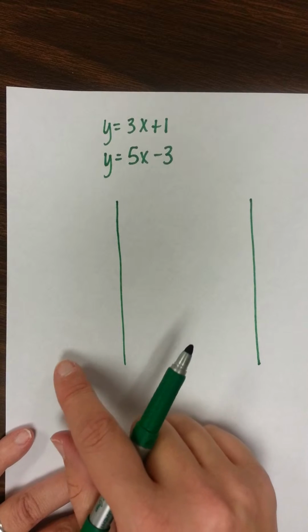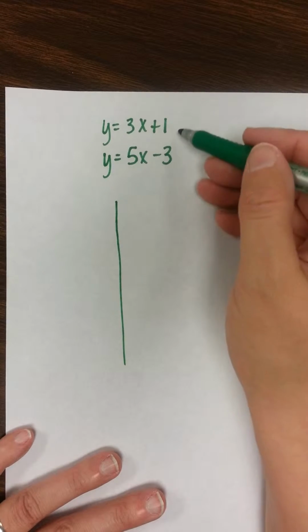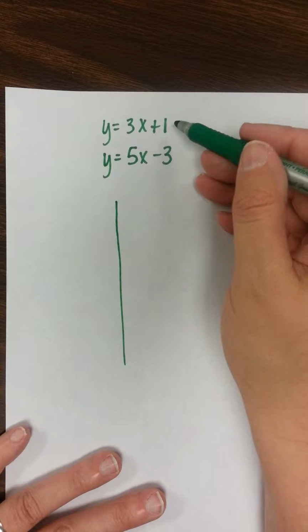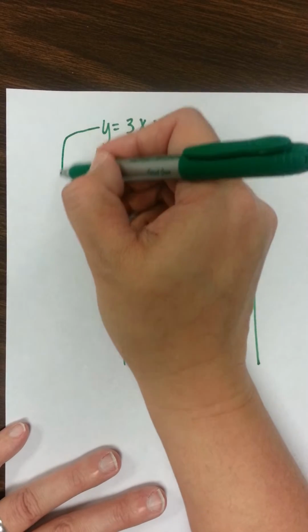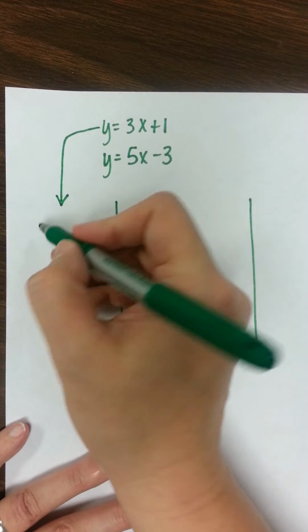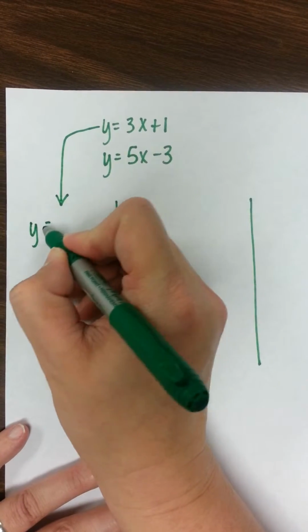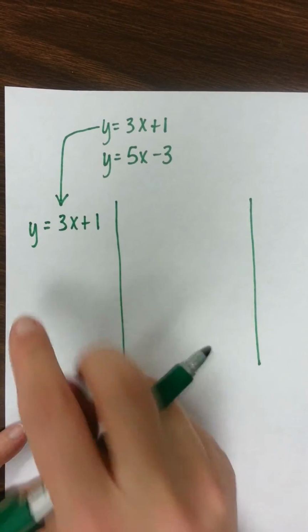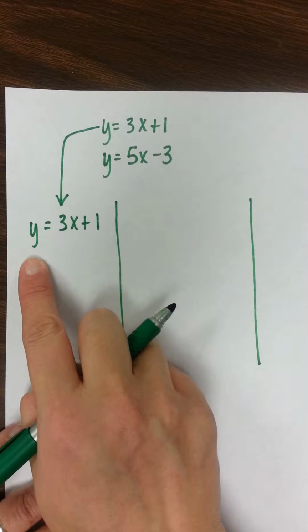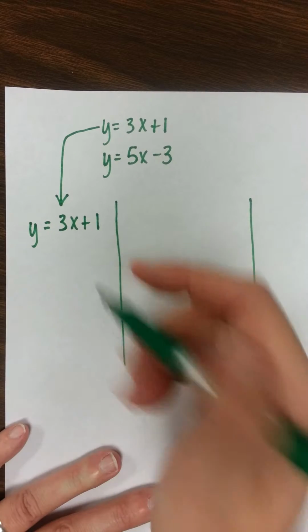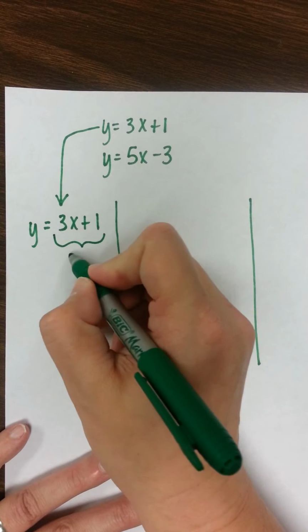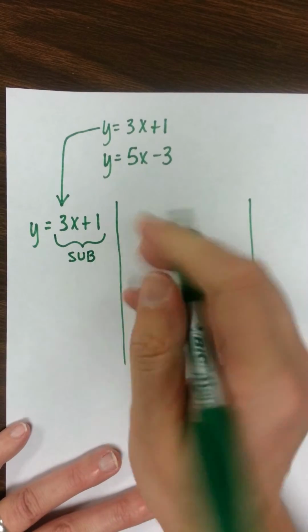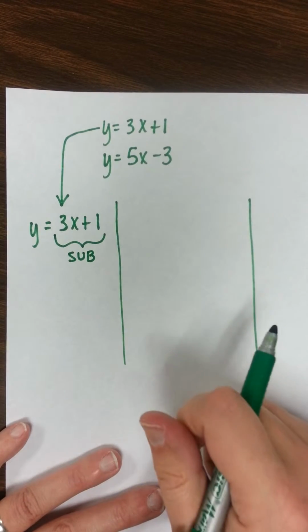In the first column, I want to pick the equation that looks easiest. To me, the top equation looks easiest, so I'm going to use it. I have y equals 3x plus 1. Notice I already have y on a side by itself where it's positive, so I know what y's sub is. Its sub is 3x plus 1.